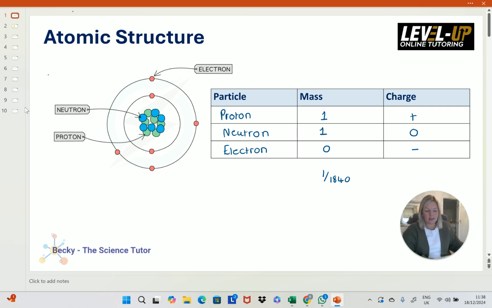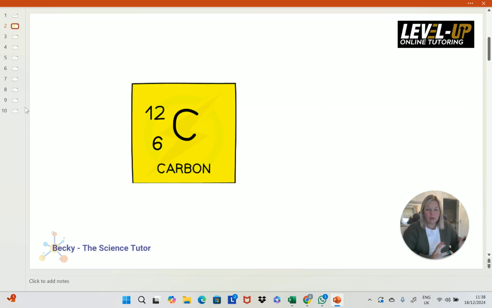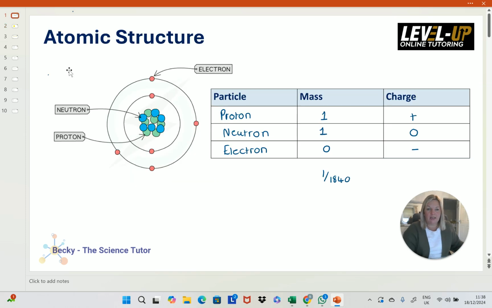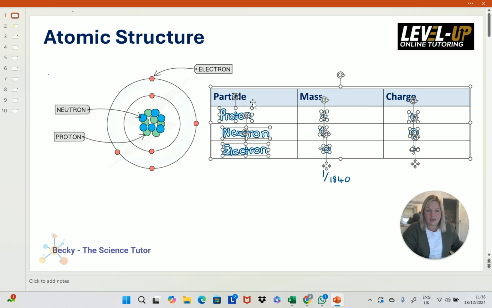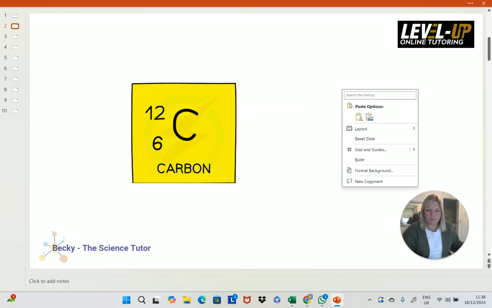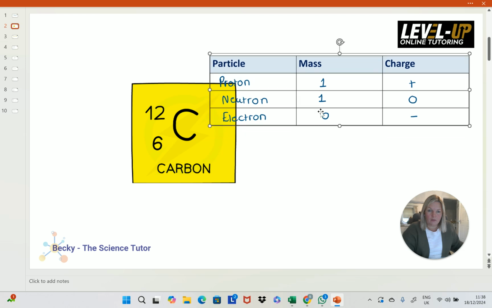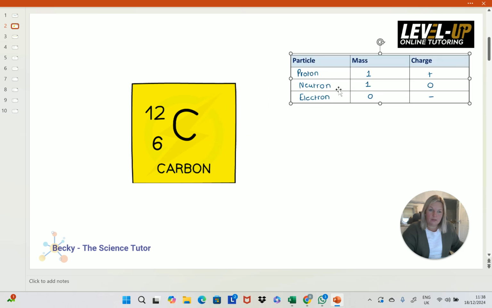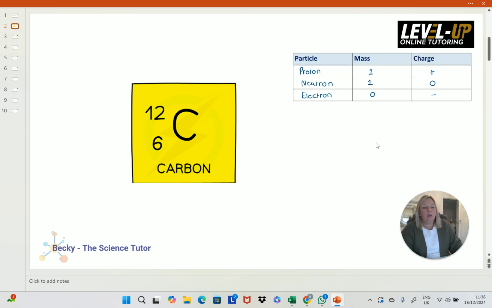So a couple of things then about atoms. When we look on the periodic table at the symbols, these two numbers can tell us everything we need to know about the number of protons, neutrons and electrons. So if I just copy this table, we can take this with us to the next slide. So we've got that as reference. I'll just make it a little bit smaller, push that up there out of the way. Okay, so remember that you get your periodic table in an exam.